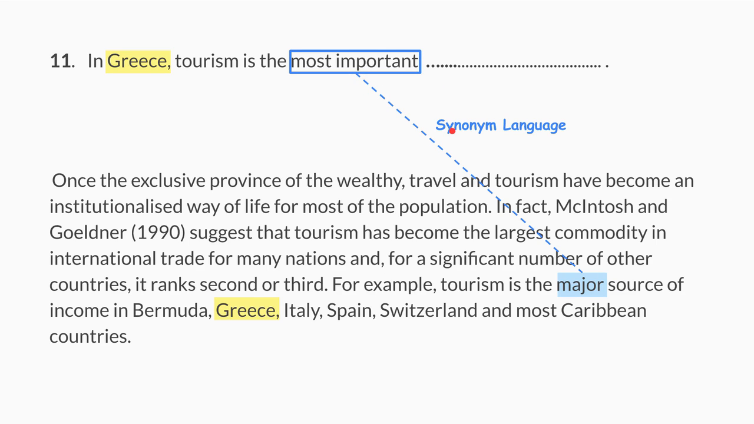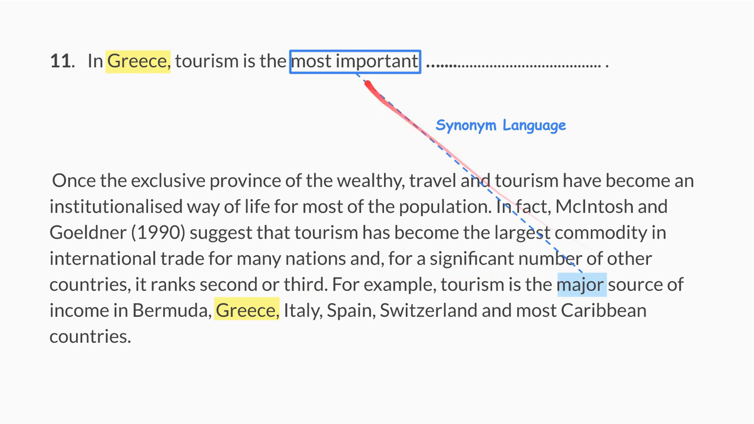So I'm going to be looking for synonym language that means the same thing. Now, since I have located my synonym language and my keyword, I am pretty sure that I'm going to find my answer somewhere in this sentence. So let's read this sentence. For example, tourism is the major source of income. All right, now that is the answer.